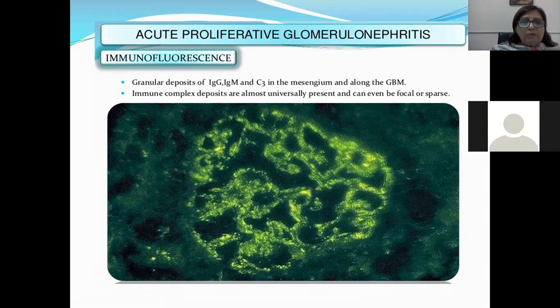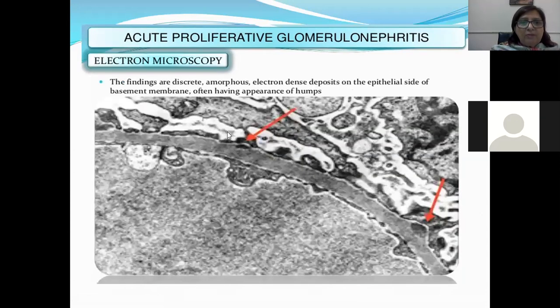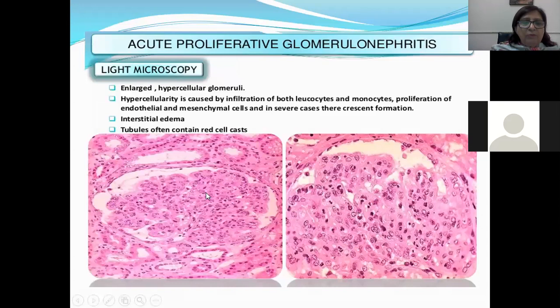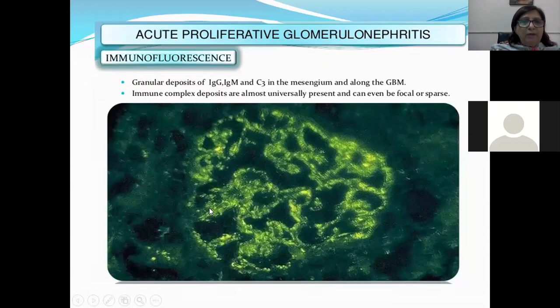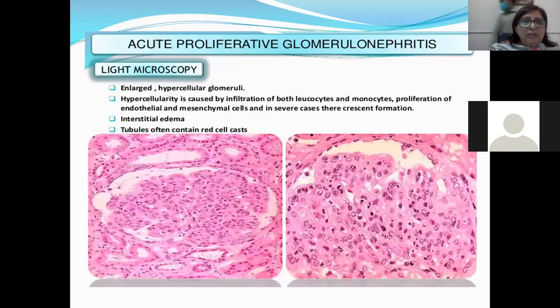On electron microscopy, you can see subepithelial deposits present on the epithelial side of the basement membrane. These findings are discrete amorphous electron dense deposits on the epithelial side of the basement membrane. So whenever I'm describing the microscopic picture in glomerulonephritis, we have to describe all three of them: light microscopy, immunofluorescent microscopy, and electron microscopy.